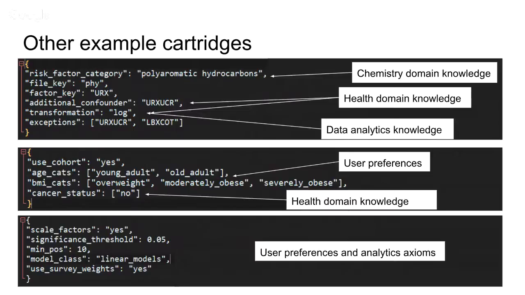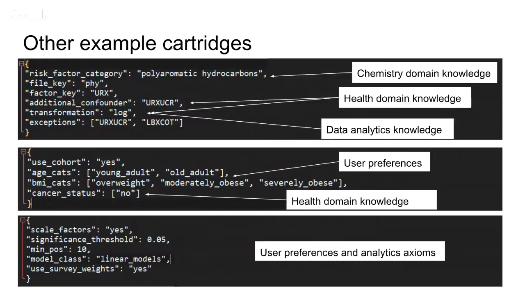And then we also have this transformation. This is a combination with the health knowledge graph. From a health perspective, we know that the distribution of polyaromatic hydrocarbons in your blood will tend to be right skewed, and that will interfere poorly with the simple modeling techniques we have. A common analytics solution is to apply a log transform. So we're combining this analytics knowledge and this health domain knowledge.